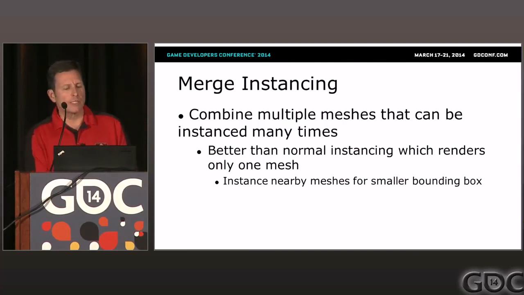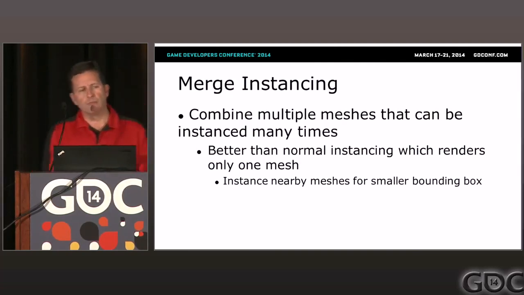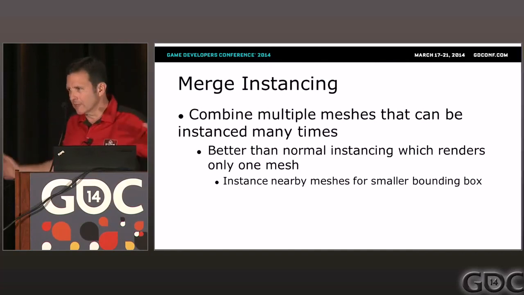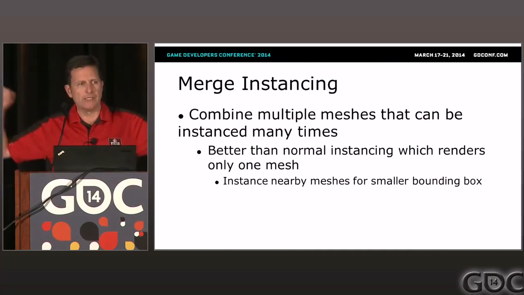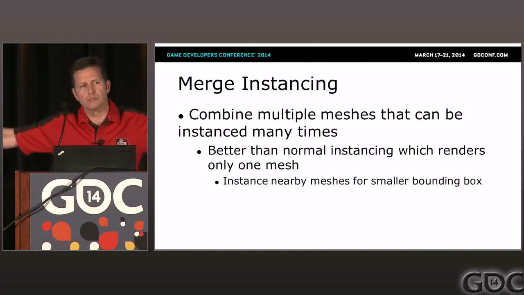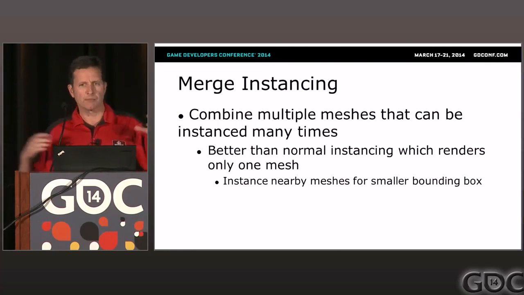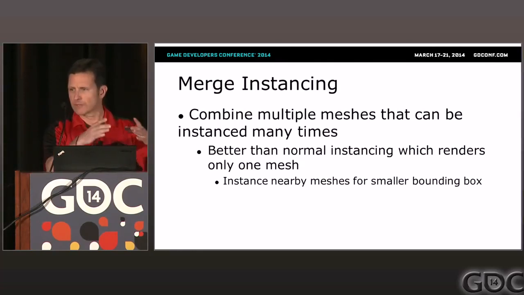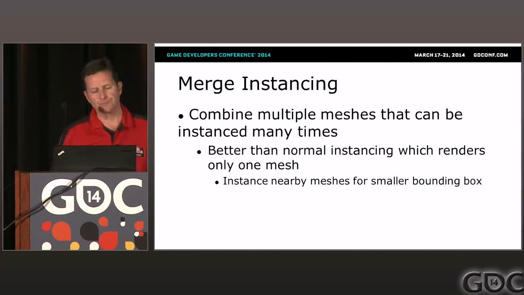Another reason for doing this is because you can have localized bounding boxes. With instancing, you don't know where you're placing your instances. They could be all over the map, and then your bounding box is huge. But if you instance based on location, you can have tighter bounding boxes, which means they're more useful.